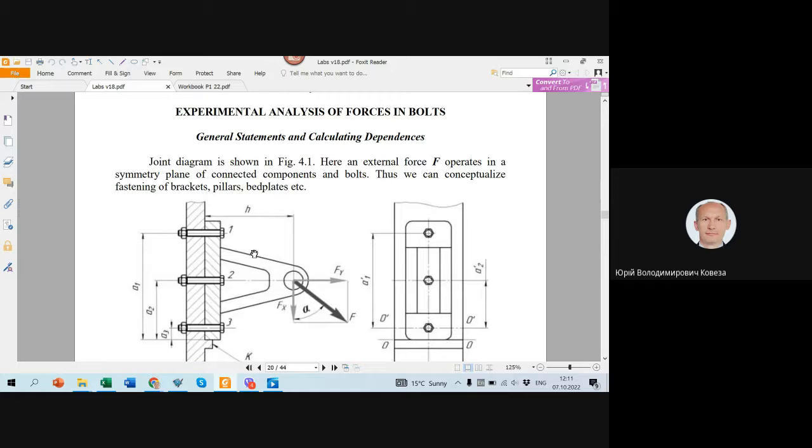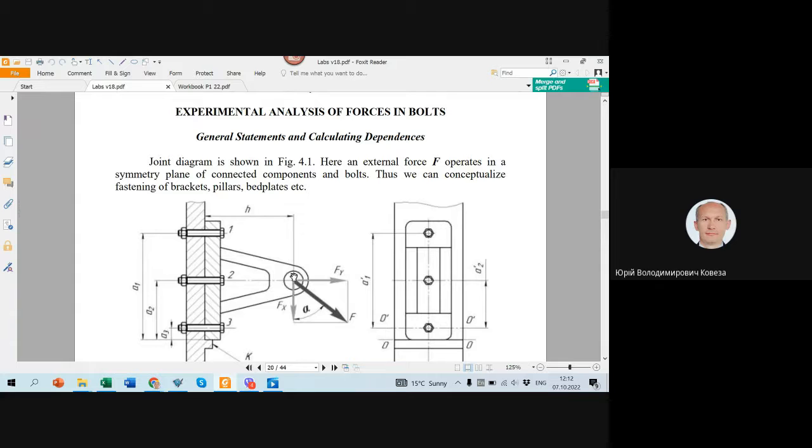Let's consider a connection where we have 3 bolts: 1, 2, 3. And consider the force which will try to load our bracket in 2 directions. Fy tries to elongate the bolts, and this force is distributed the same for all bolts. And Fx creates a moment, Fx times distance h, we have a moment.